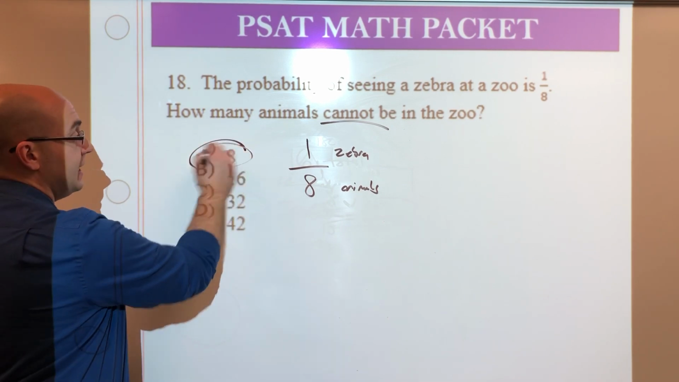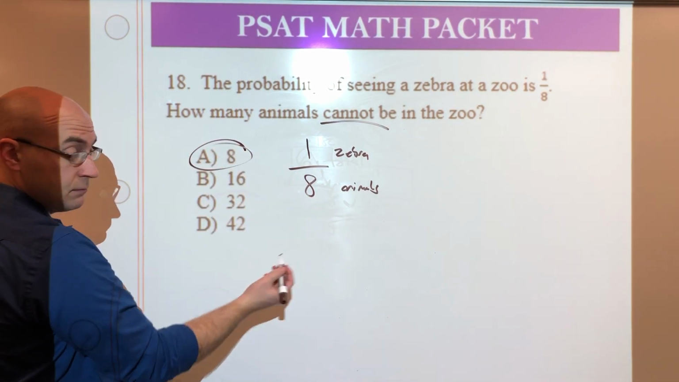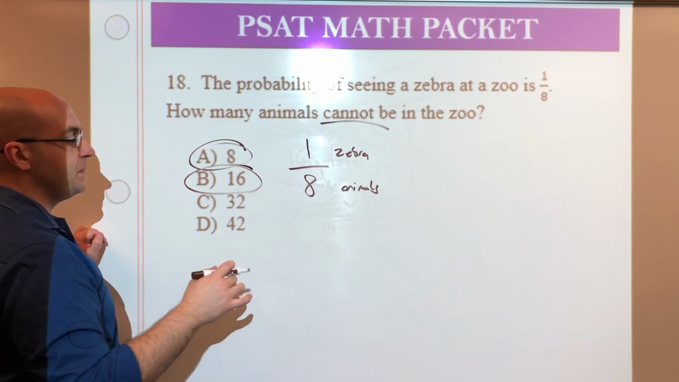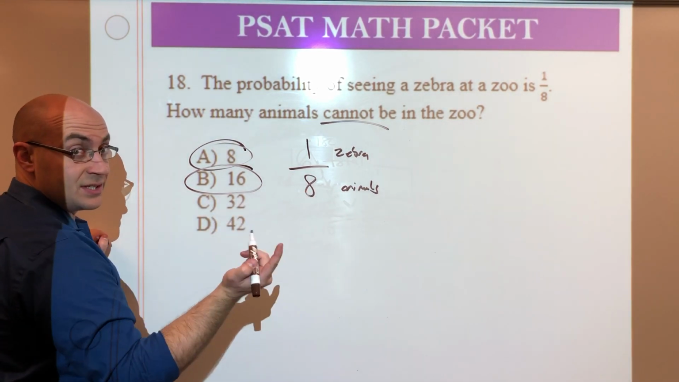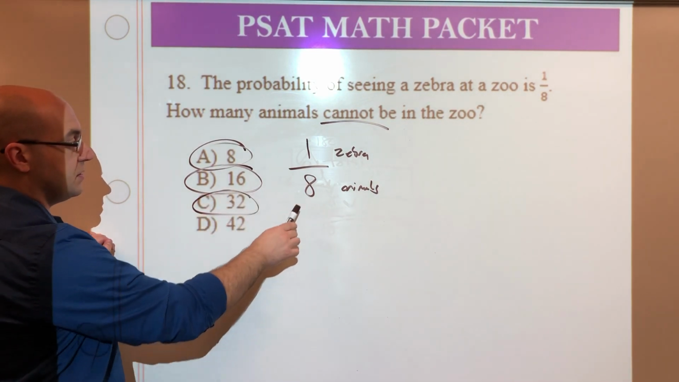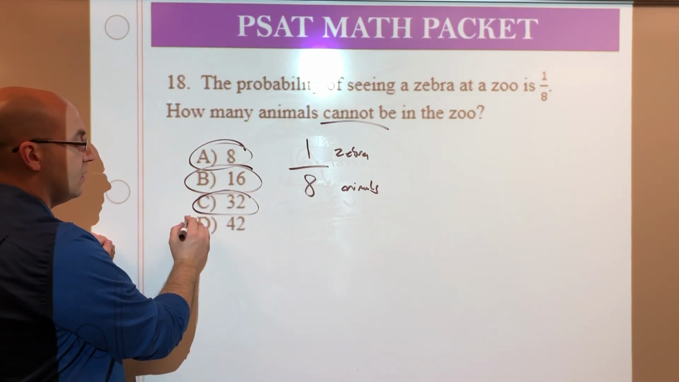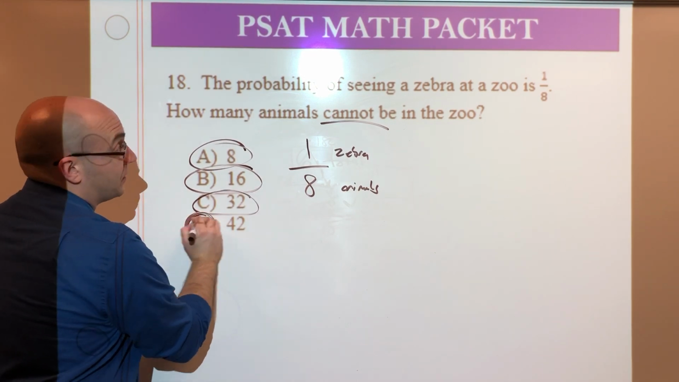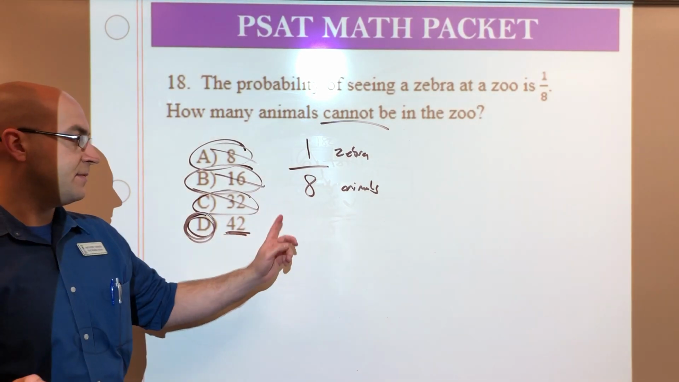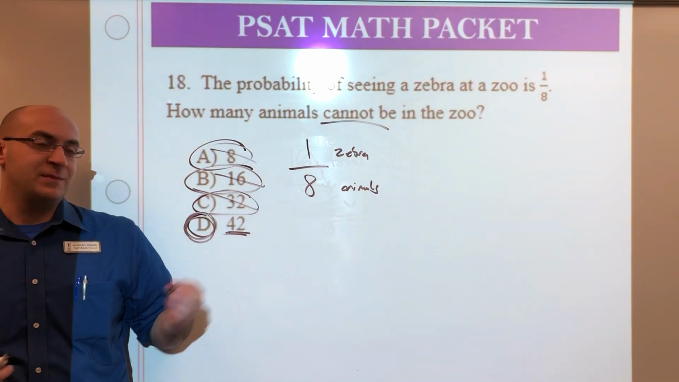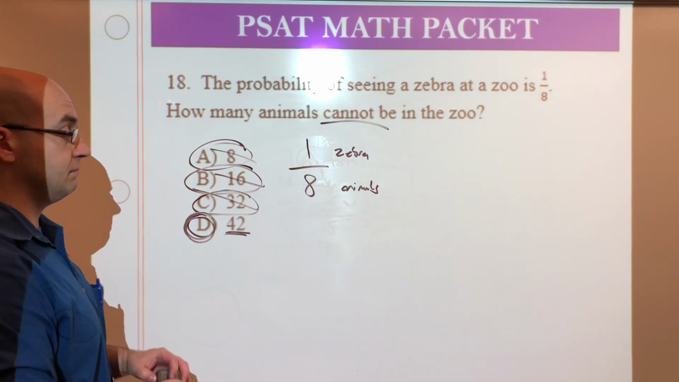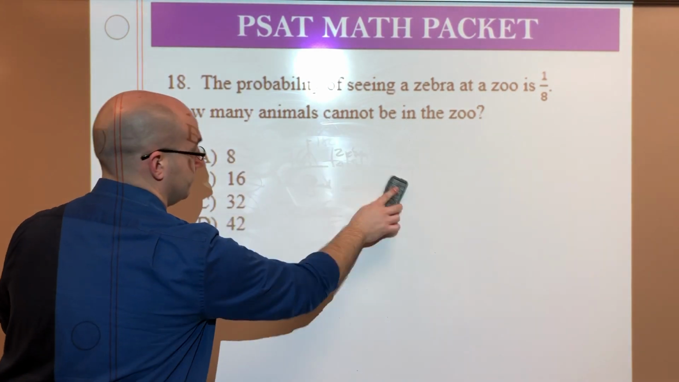So there can be 8 at the zoo, right? There can be 16 at the zoo. So again, I'm circling the ones that don't work actually. Because 8 times 2 is 16, which means I'm still with a whole number. 32 is going to work too, because 8 times 4 is 32. 42 is my answer for the problem, because I can't divide 8 into 42 evenly. That would give me a decimal, and there's no such thing as decimal zebras. Not that I'm aware of. So D.